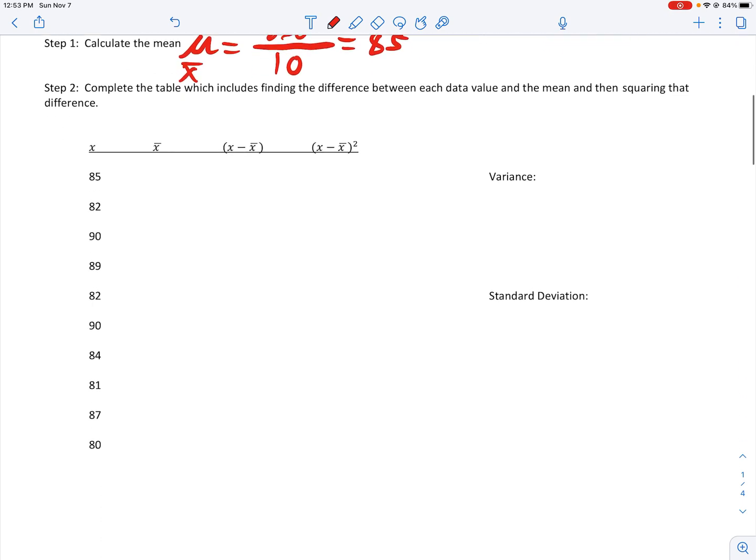You have your data points in this table already listed for you, X. You have X bar. You could also call that mu. So X bar, mu, same way to write average. You'll see both symbols, so you just want to understand they mean the same thing. So your average is 85. I'm going to write 85s all the way down here. 85 all the way down.